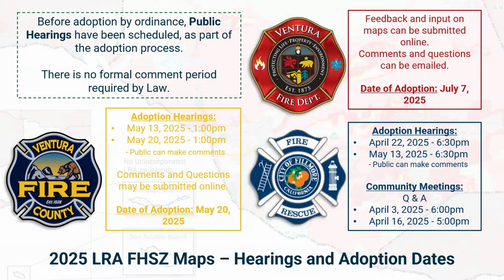Quick kind of plug on some of the events coming up for these fire hazard severity zone maps. So the adoption hearings for each local district, the dates and the times are here, as well as that community's planned date of adoption. So essentially, before adoption by public ordinance, these public hearings have been scheduled as part of the adoption process, although there is no formal comment period required by law. So there are some in here that we can make comments, but the truth is there was a 6-month timeline and period for public comment and input and changes to be made to these proposed fire hazard severity zone maps that took place last year. They're done. They are not changing between now and when they're adopted.